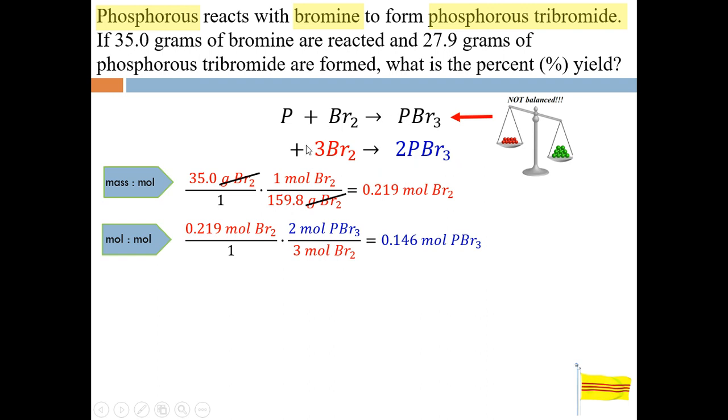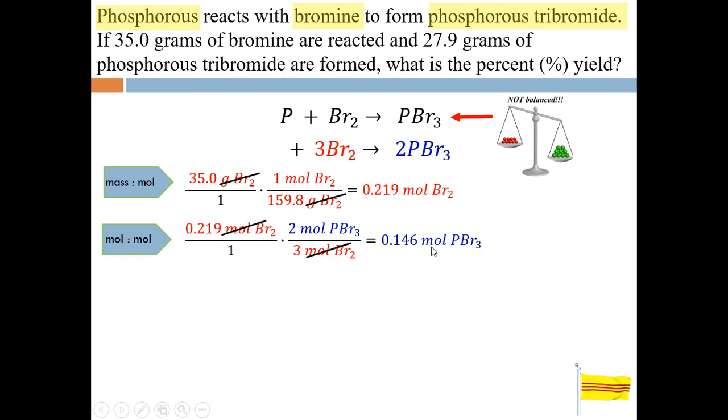Okay, so for every 3 moles of Br2, you need 2 moles of PBr3. And that's where these numbers come from in the numerator and the denominator. All right, and you notice here moles of Br2 cancels out, and it only leaves us with moles of PBr3. So if you do your calculator work, you should get about 0.146 moles of PBr3.